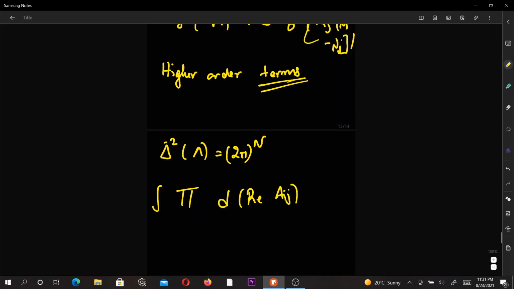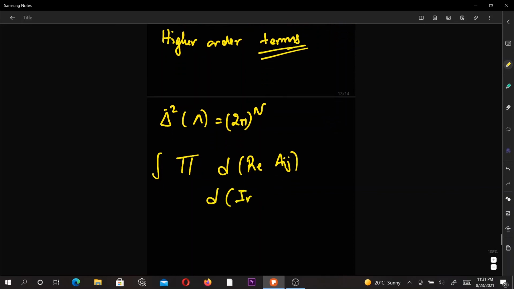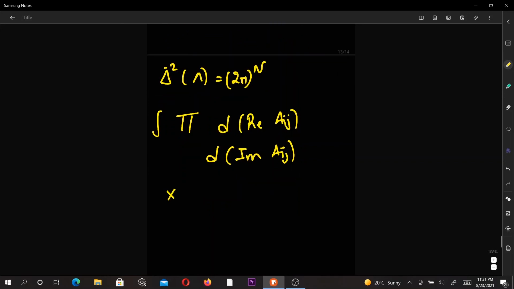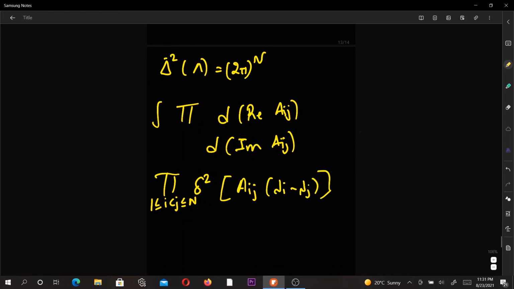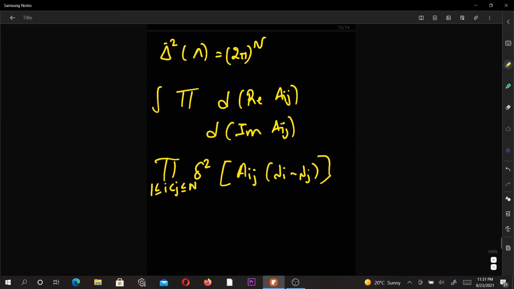real part of aij, imaginary part of aij, times your delta function constraint. Du is turned into this, and your delta function constraint, which is a product of 1. Same for here, and delta squared aij. Now what we are left with is to evaluate this integral. So let's give an intuitive idea of how to evaluate this integral.